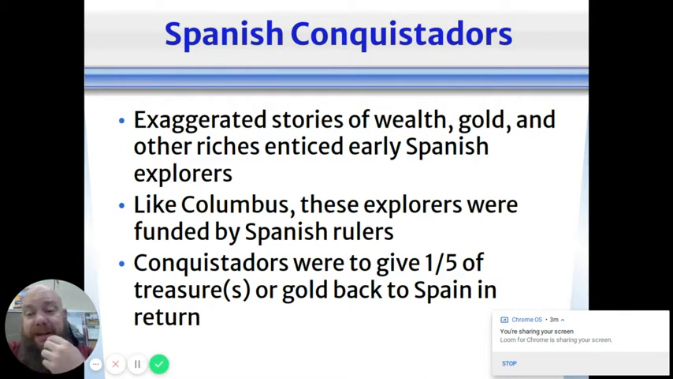So the Spanish rulers gave them cash. And like I said the other day, if you're a king or a queen, this is pretty easy work, and a pretty easy decision, because basically you just send guys off constantly. Hey, I'd like to sail. I'd like some boats. Okay.